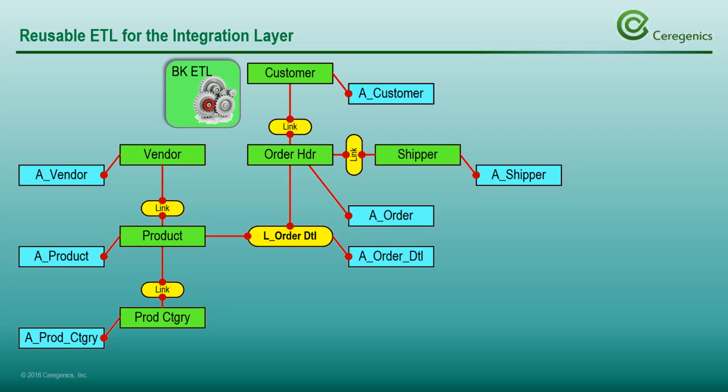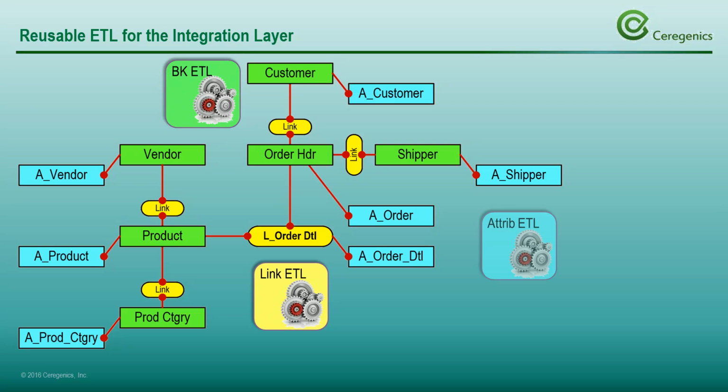A green one for business keys, a yellow one for links, and a blue one for attributes. In other words, build 3 reusable loading programs and a driver script to call them with the right parameters, and boom, the ETL for your data warehouse is done.